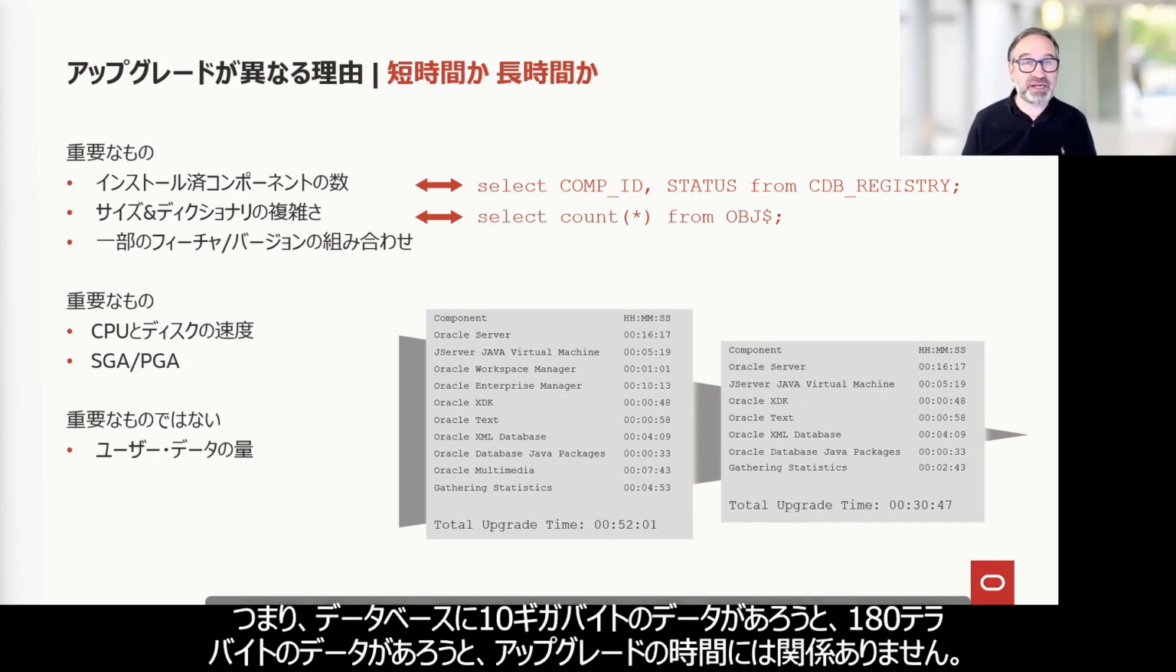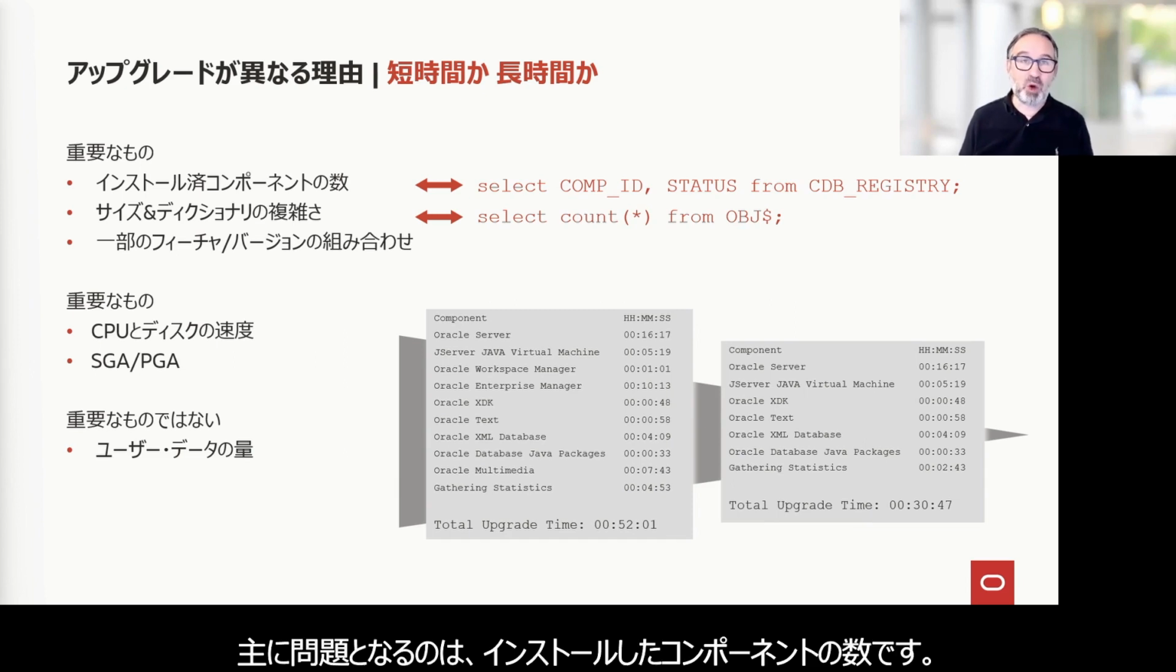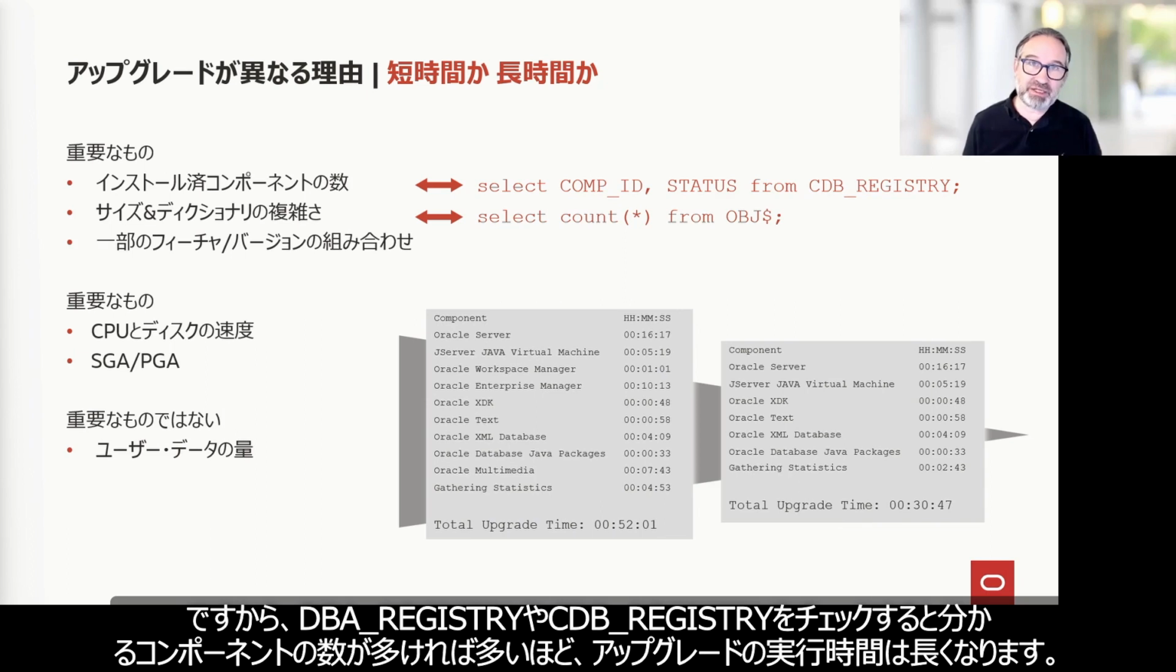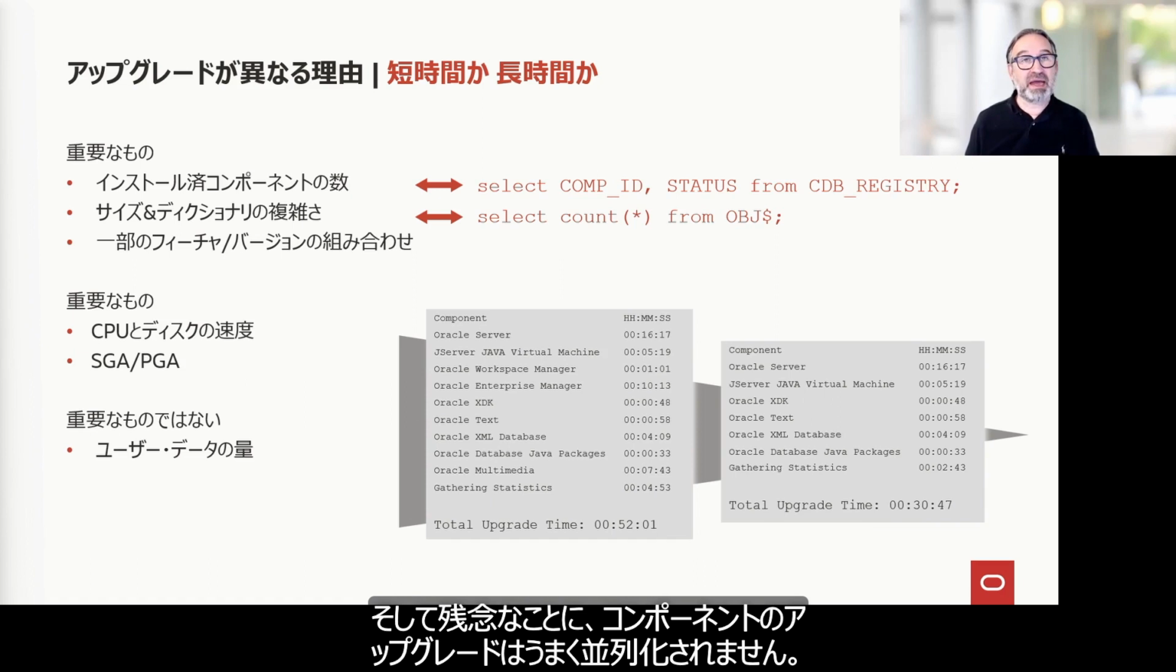Whether you have 10 gigabytes or 180 terabytes in your database, it doesn't matter for the upgrade duration because upgrade happens in the dictionary. What mainly matters is how many components you have installed. So when you check DBA_REGISTRY or CDB_REGISTRY, the more components you have, the longer the upgrade will run, simply for the fact that more scripts have to be executed. And unfortunately, component upgrades are not well parallelized.